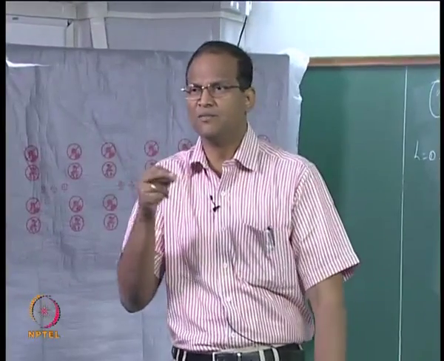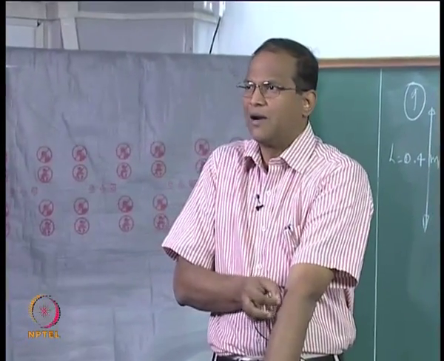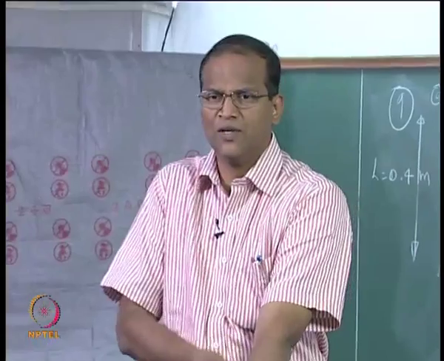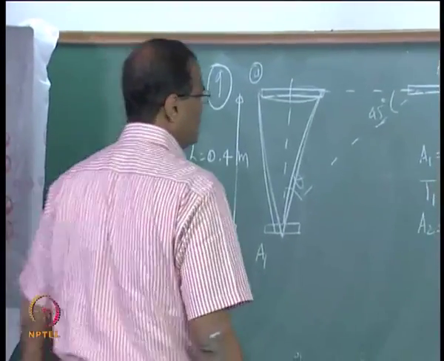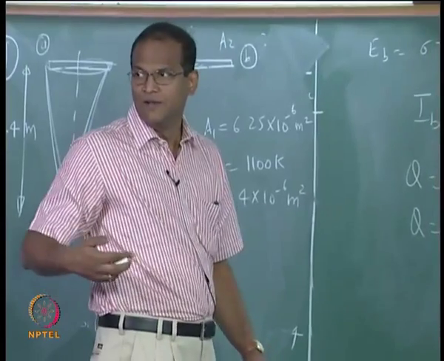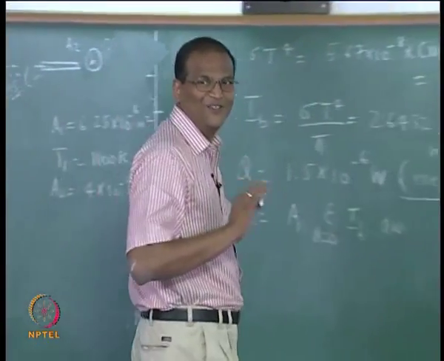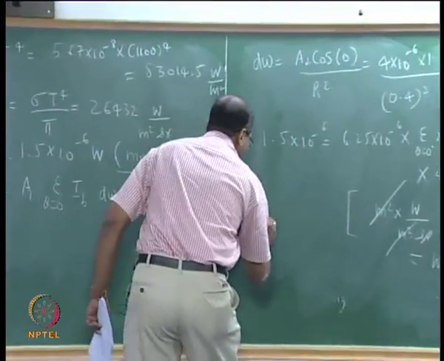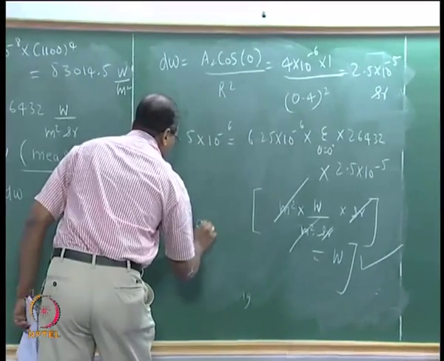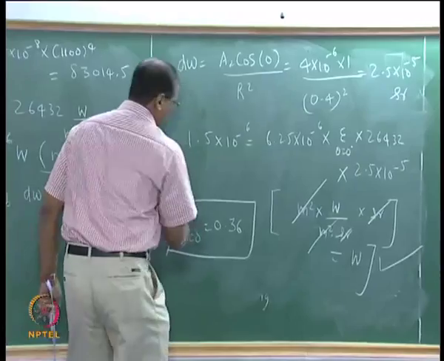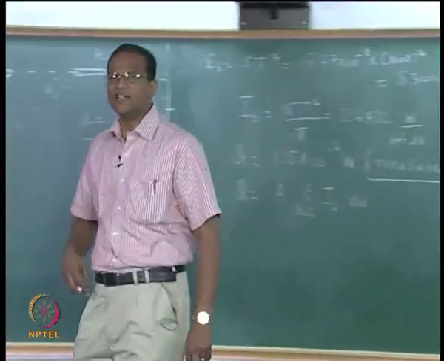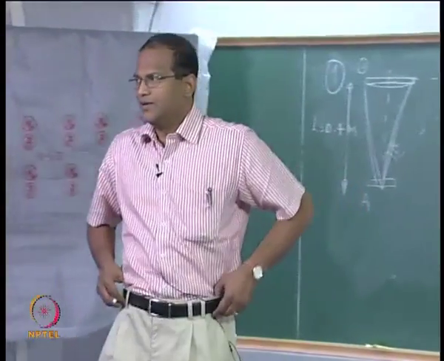Okay, I am just checking whether I am making some mistake. It is a good practice to check from the dimensions and the units. Now I hope I did not give a problem where epsilon is greater than 1. So the normal emissivity is 0.36. We got a decent answer, so it's fine.